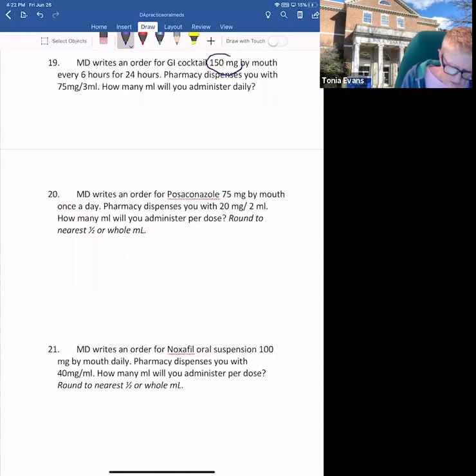All right. Our dose is 150 milligrams by mouth. This is what pharmacy gave us, and how many milliliters will I administer daily? Note that this one says daily, and our order is for every 6 hours, right? So we got one more step added in here. So I want to know milliliters per day.